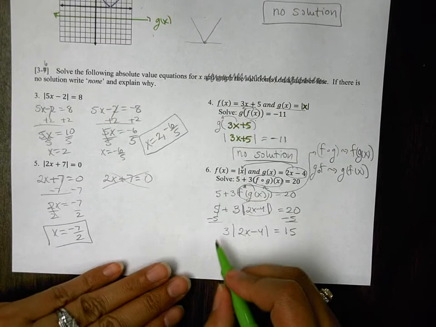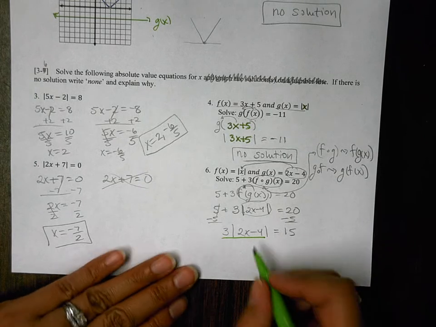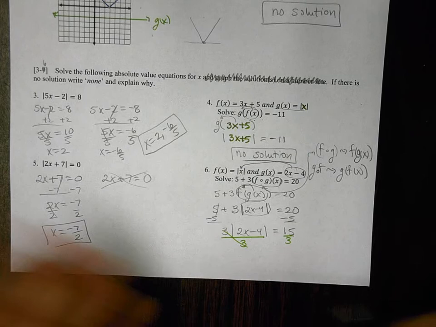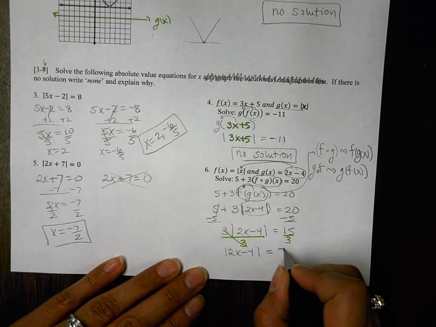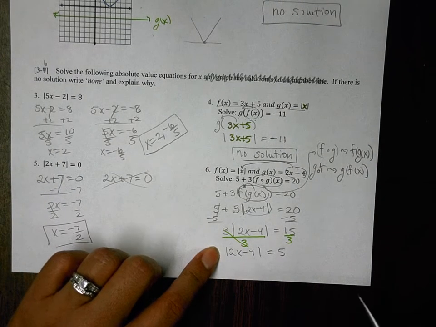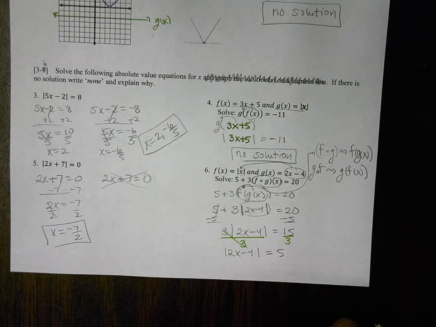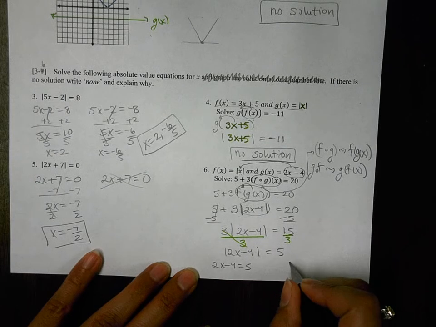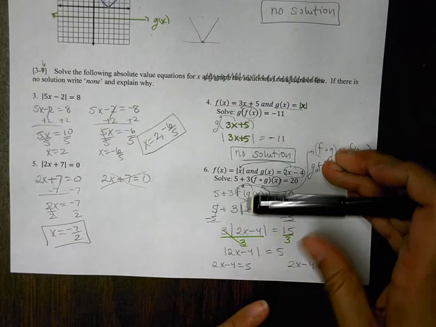I cannot distribute the 3. You cannot because it's absolute value. So we're going to divide by 3. Absolute value of 2x minus 4 equals 5. And now that we've isolated, there's no more plus or minus on the outside, there's no multiplication on the outside, we're going to solve. All right, so I do 2x minus 4 equals 5, and 2x minus 4 equals negative 5, and solve.